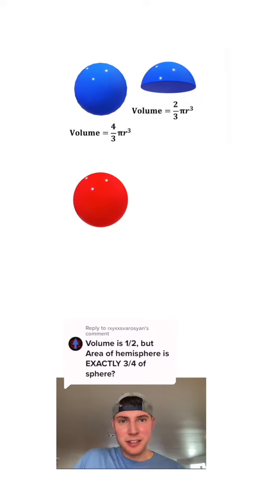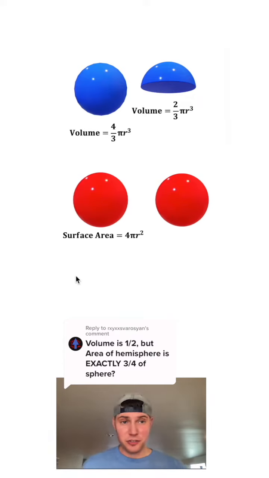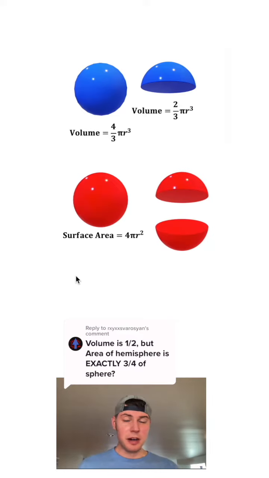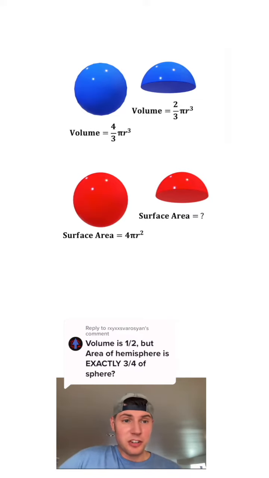Now if I take this sphere again, and this time I want to paint it red. So as I paint this, I'm interested in the surface area. And the surface area of a sphere is 4 pi r squared. Now let's take another sphere, cut this one in half just like we did above. Let's get rid of this lower piece.